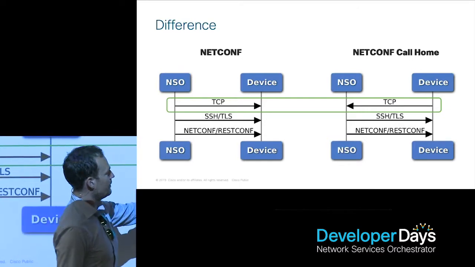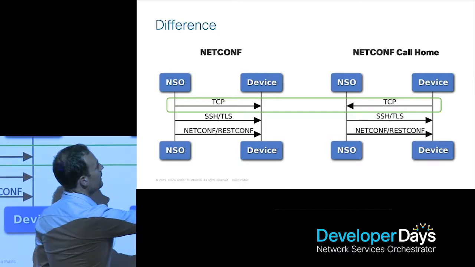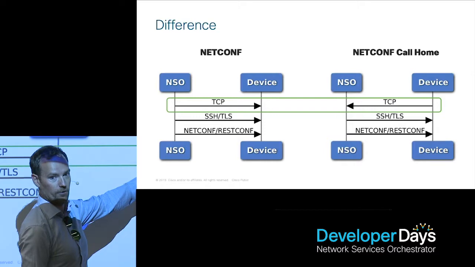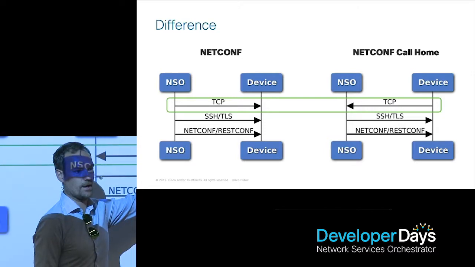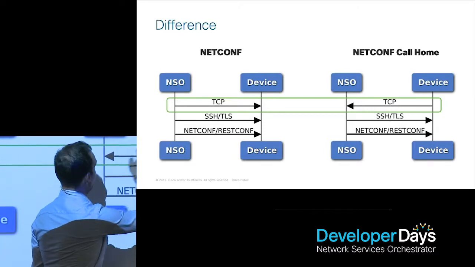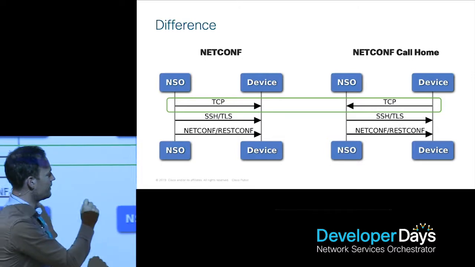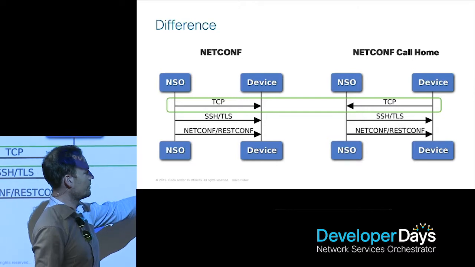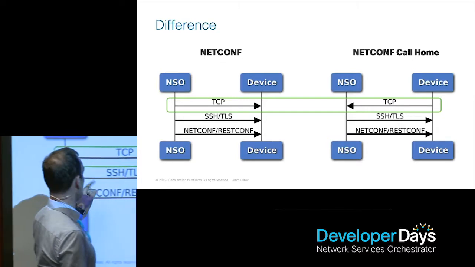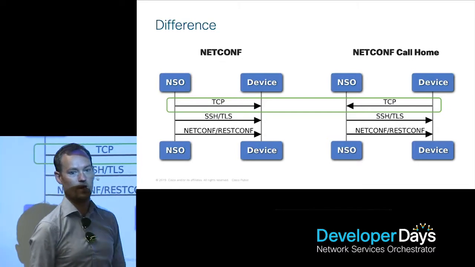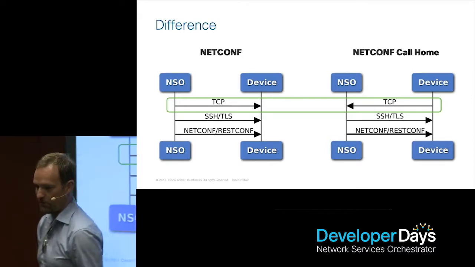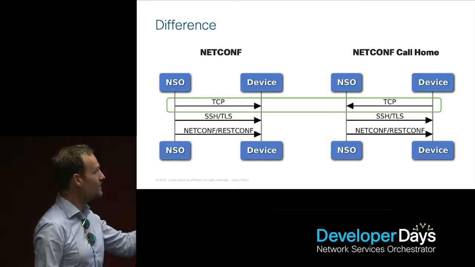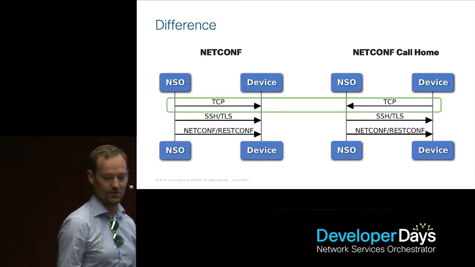The only difference, and this threw me off in the beginning, is in NetConf Call Home, NSO is the TCP server, and the device is the TCP client, because it's actually the client calling back home to NSO. That said, though, once that TCP connection is up and running, NSO is still the SSH client and the NetConf RESTConf client. And this just threw me off a bit. Maybe I'm slow when I read the RFC, but that is basically the difference.